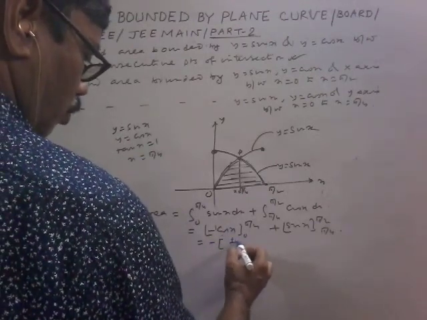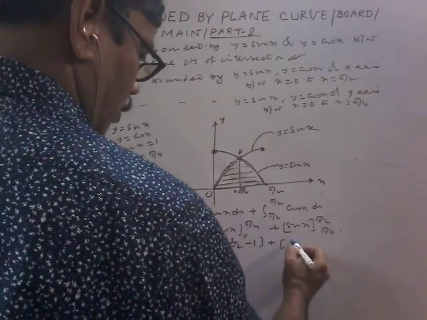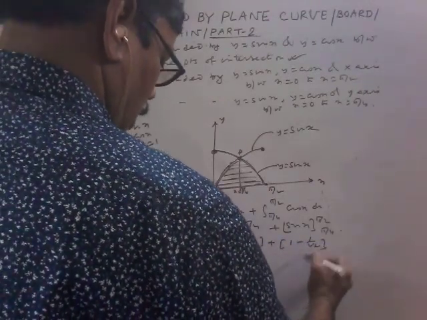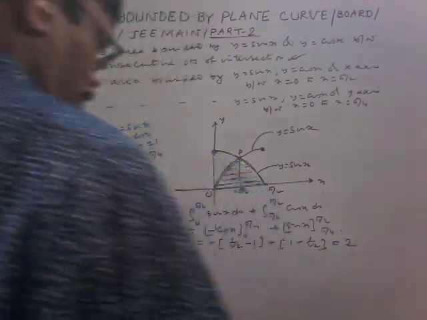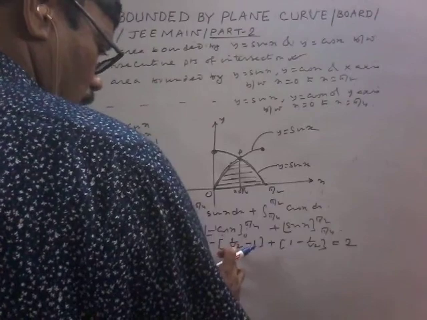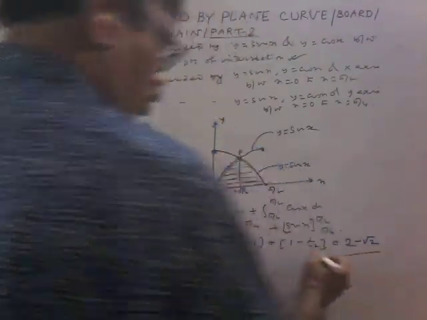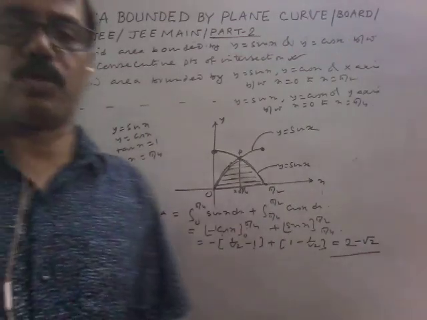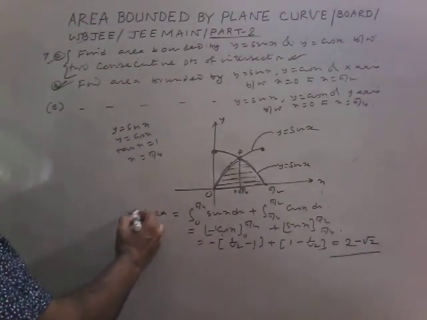Minus cos pi by 4, which is 1 by root 2, minus cos 0, which is 1. Then sin pi by 2 is 1, minus 1 by root 2. So plus 1, this is 2, and minus 1 by root 2, this is minus 1 by root 2, so 2 by root 2. So the area is 2 minus root 2 square unit.